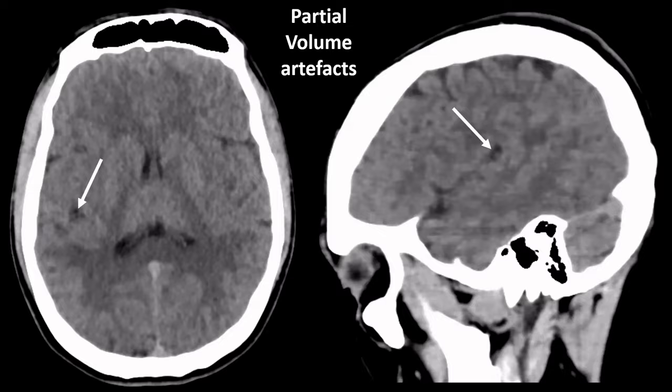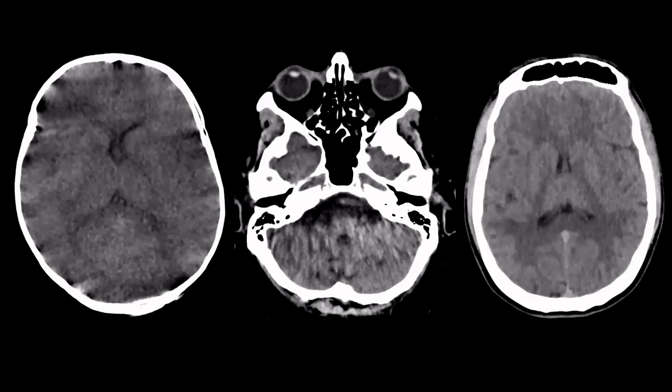So it's a bit of cerebrospinal fluid located in the sylvian fissure, making it a bit more dark, but not as dark as fluid because it also contains a little bit of cortex. Let's summarize what our main artifacts are and not confuse them for pathology.